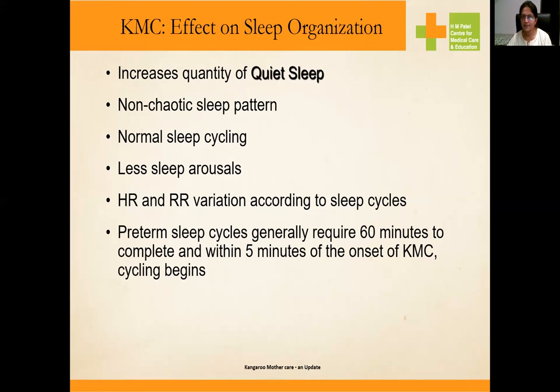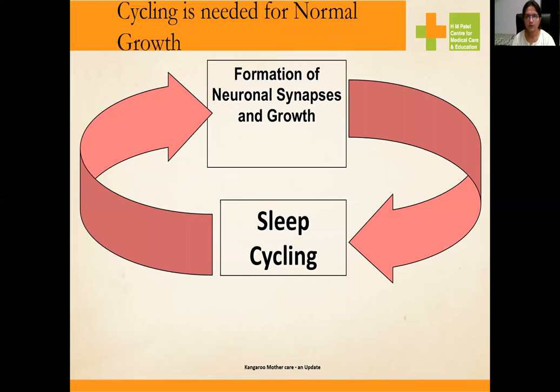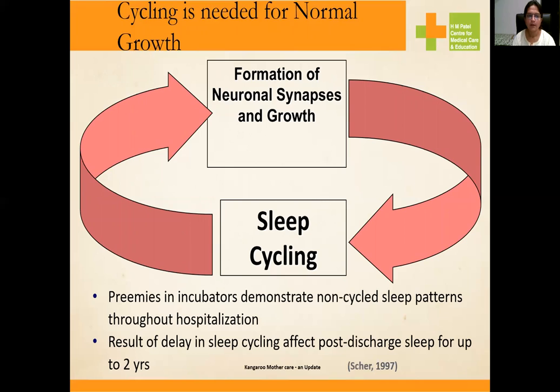Generally the preterm sleep cycle will require 60 minutes continuous to complete, and within 5 minutes of onset of KMC, this cycle begins. And if we continue giving KMC for more than 60 minutes at one time, then it helps significantly with the neuronal development of the newborn baby. So the formation of neuronal synapses and sleep cycling, there is a connection between the two. And the premies in the incubator demonstrate a non-cycled sleep pattern throughout the hospitalization.